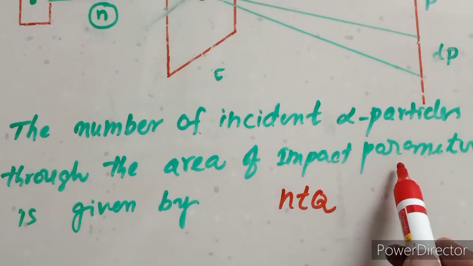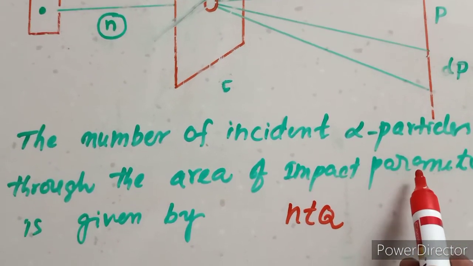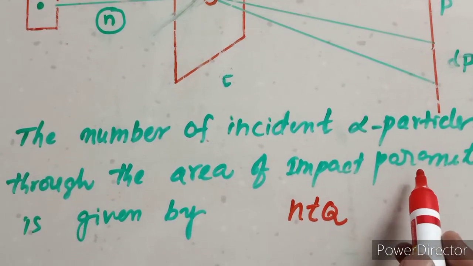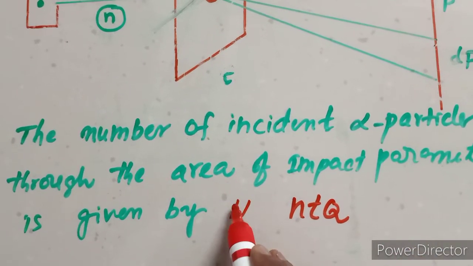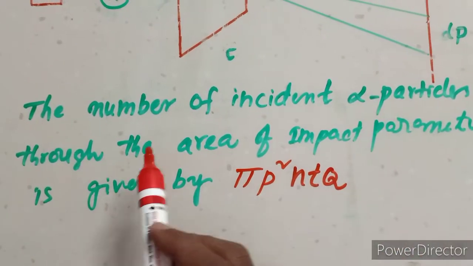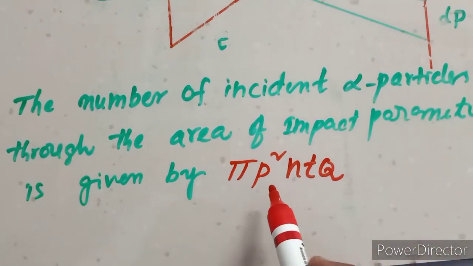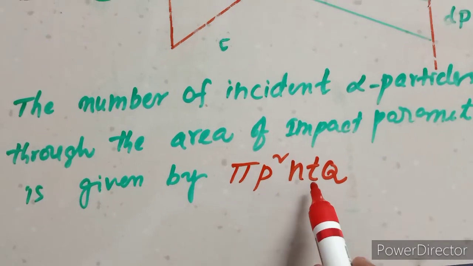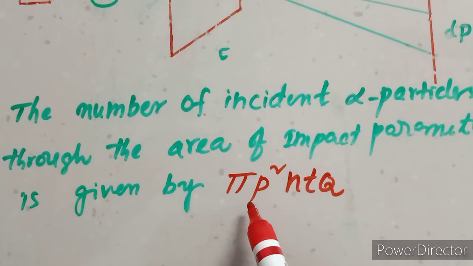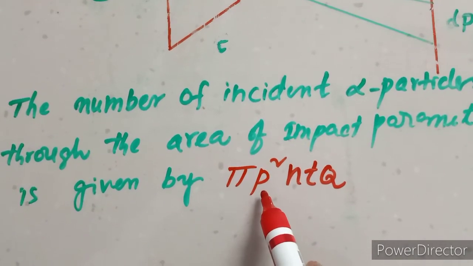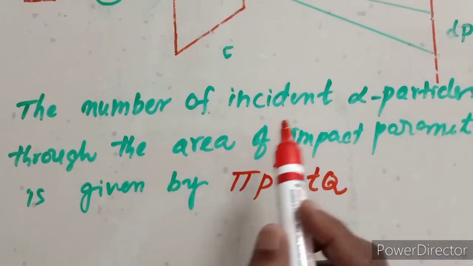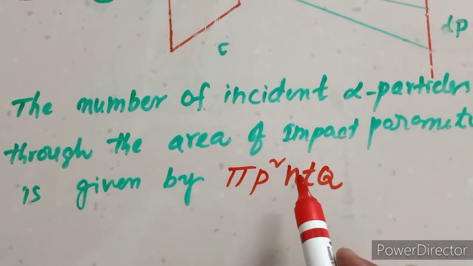Here the impact parameter is the radius of the circle in three dimensions. So the area of the impact parameter means pi p square. So the number of incident alpha particles through the area of impact parameter is given by pi p square N t q. Here N t q is the number of incident alpha particles through the area of the circle, and p is the radius, that is, the impact parameter.